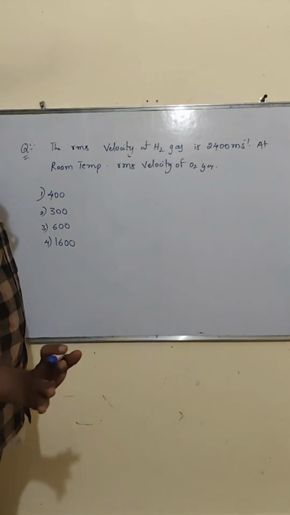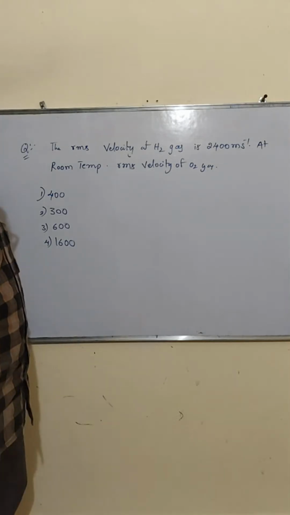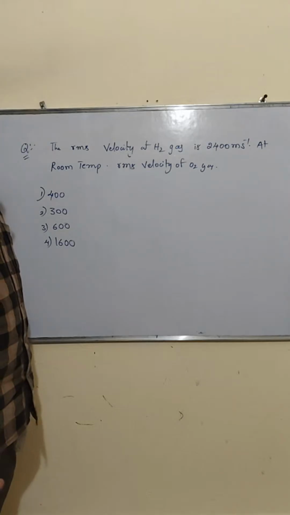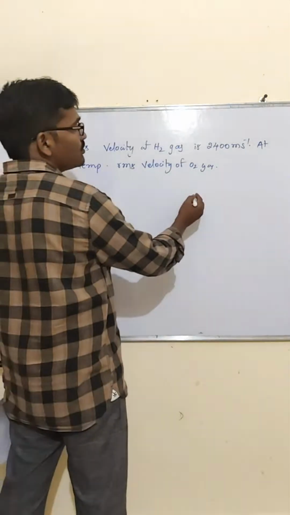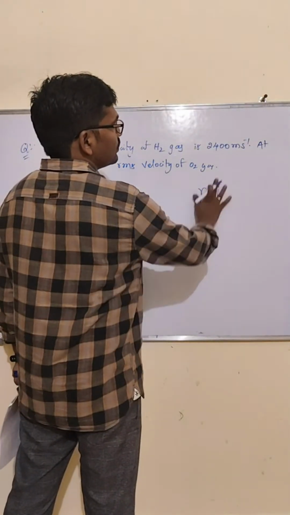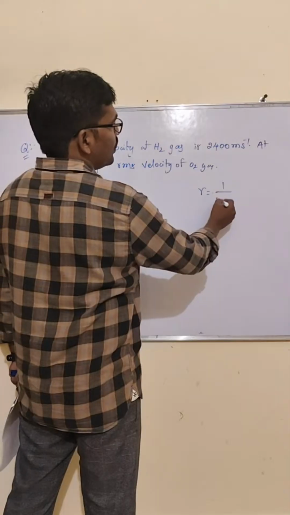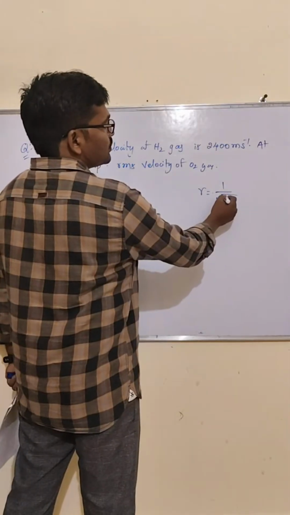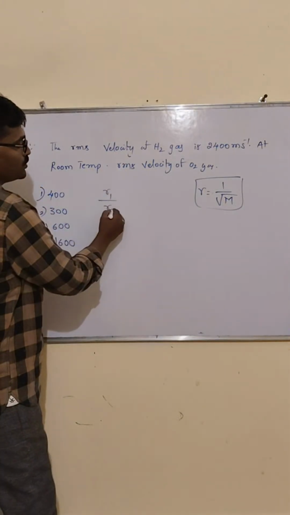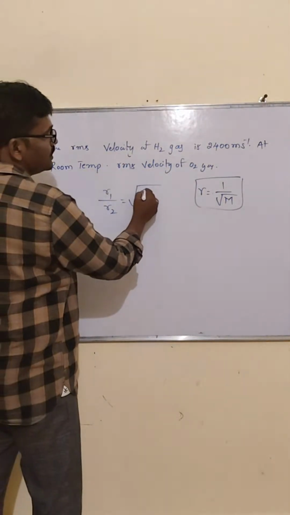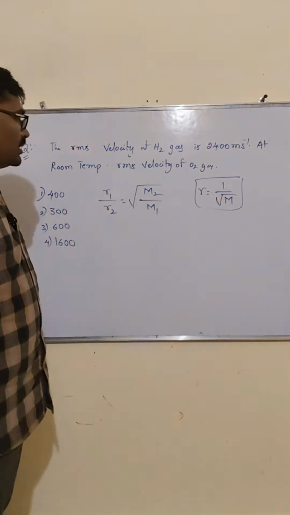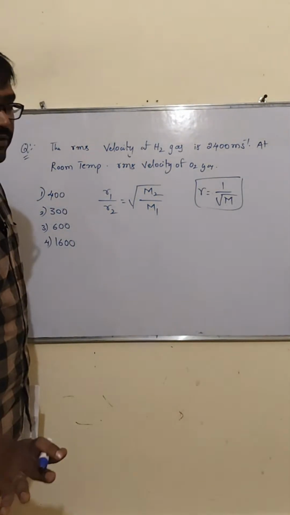See, look, my dear students. Actually this belongs to RMS speed. RMS velocity is Graham's law of diffusion also. Graham's law of diffusion, what does it tell? The rate of diffusion of a gas is inversely proportional to its molecular mass. From this we can say R1 divided by R2 equals the square root of M2 divided by M1. Clear, my dear students? This is from Graham's law of diffusion of a gas.